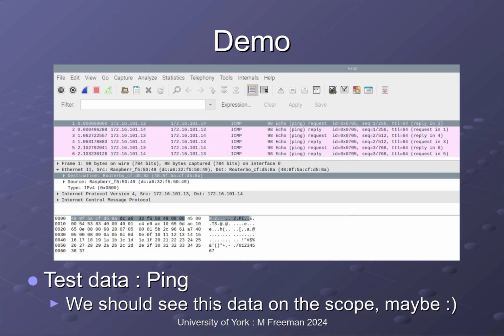And what we're looking at is just some ping packets. So in this example here, we have Pi 3 pinging the router. So we can see ending 13 is Pi 3, ending 14 is the IP address of one of the router's ports. And fingers crossed it should all work.